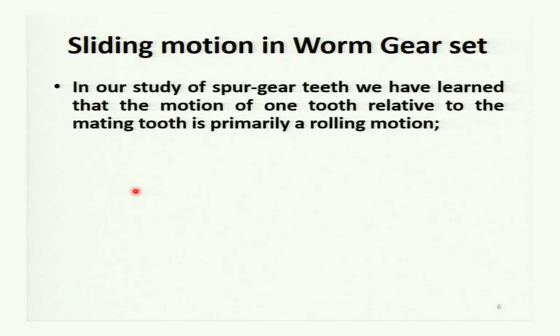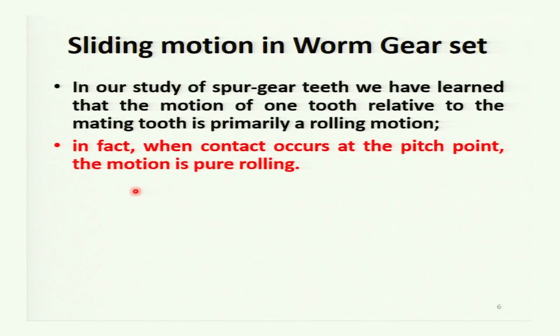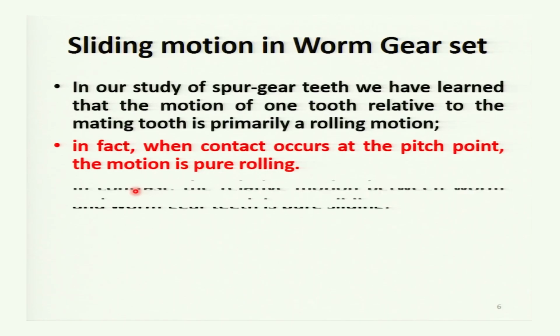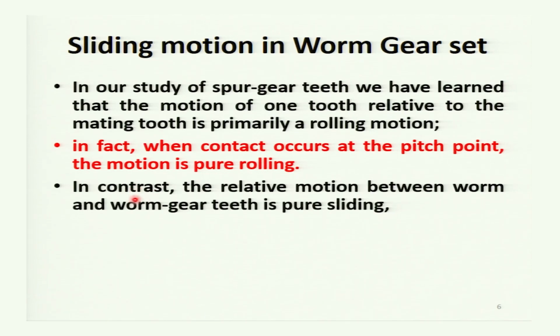In our study of spur gear teeth, we have learned that the motion of one tooth relative to the mating tooth is primarily a rolling motion at the pitch point, and when you go away from the pitch point, it is a combination of rolling and sliding. In fact, when contact occurs at the pitch point, the motion is pure rolling for the case of spur gear. In contrast, the relative motion between worm and worm gear teeth is pure sliding.